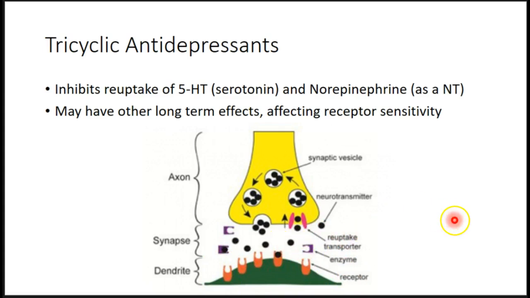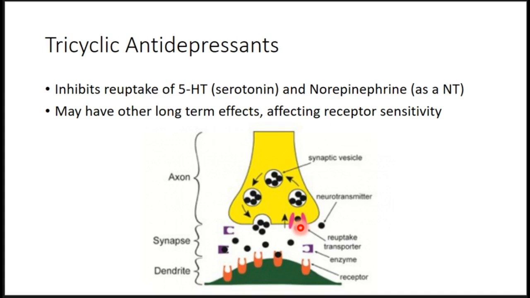So they can simply diffuse away. Or another mechanism allows us to recycle neurotransmitters via reuptake transporters. We're going to have specific proteins on the plasma membrane that allow us to bring that neurotransmitter back up into the presynaptic neuron, that synaptic terminal. And then it can be repackaged into a vesicle and used as a neurotransmitter again.